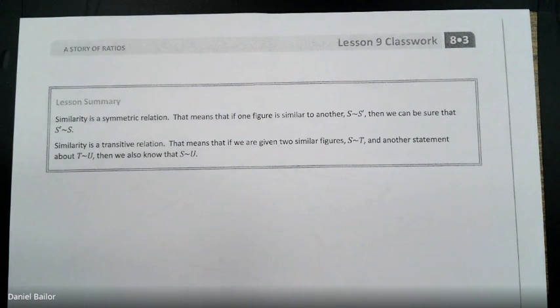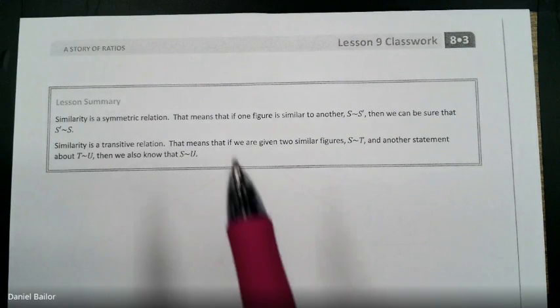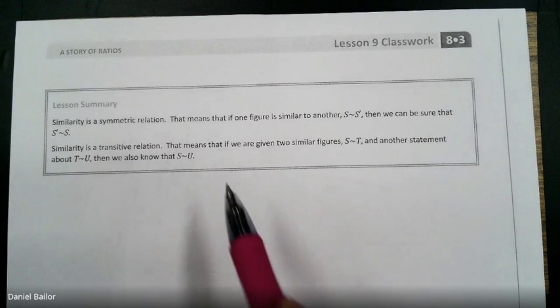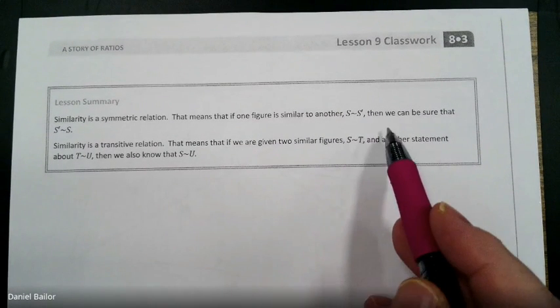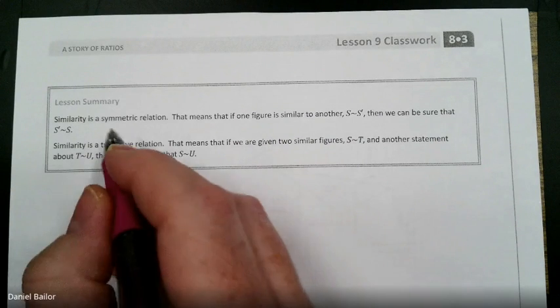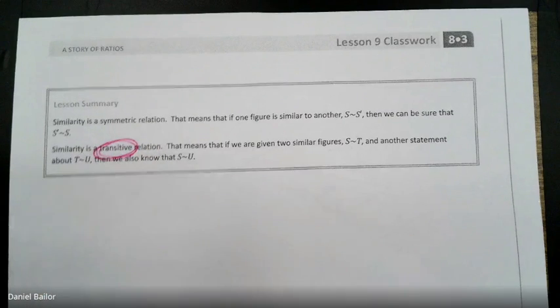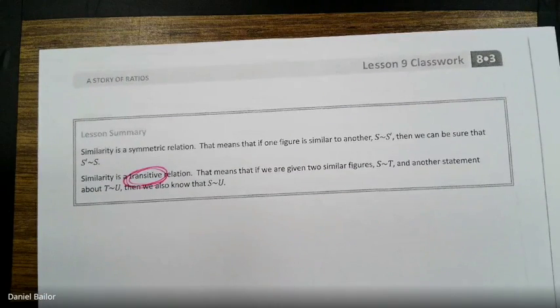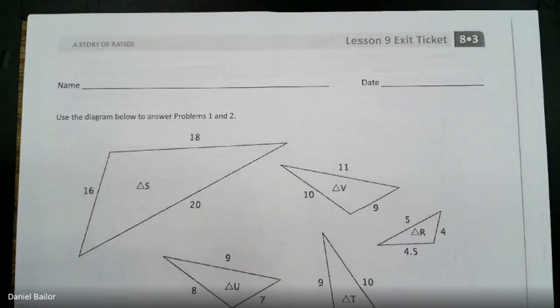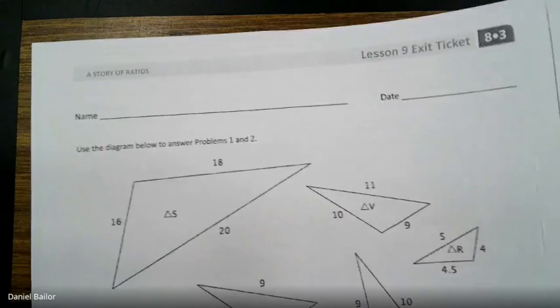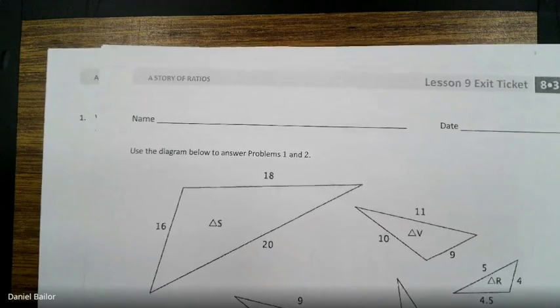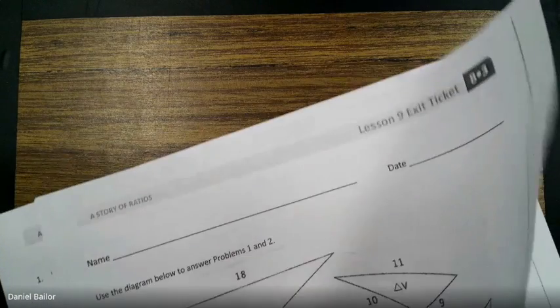Okay, so hopefully you took a little break and paused your video a minute. Here's the lesson summary. It just says similarity is a symmetric relation. It means if one figure, then it goes back and forth. And it also says your vocabulary word, similarity is transitive, which we talked about in your notes. There's the exit ticket, which I'll let you work on your own in a few minutes. I'll talk about that after we talk about the problem set. Let me just slide it to the back of my packet.